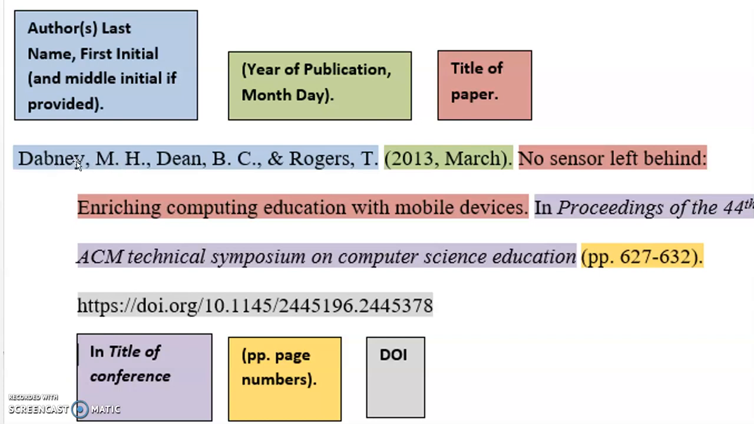So I'm just going to say Debney, comma, M, full stop, H, full stop, comma. So when you are going to have a new author, you are going to put a comma before his name. Similarly, Dean B.C., Bernard Charles Dean. So I'm not going to write the whole name.